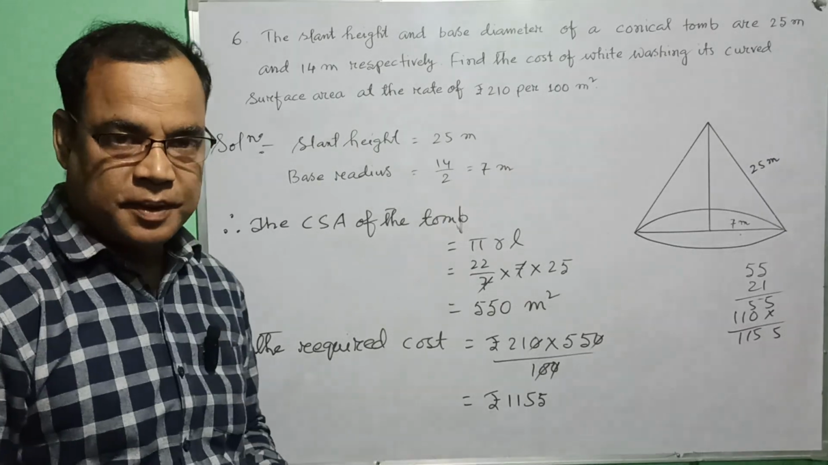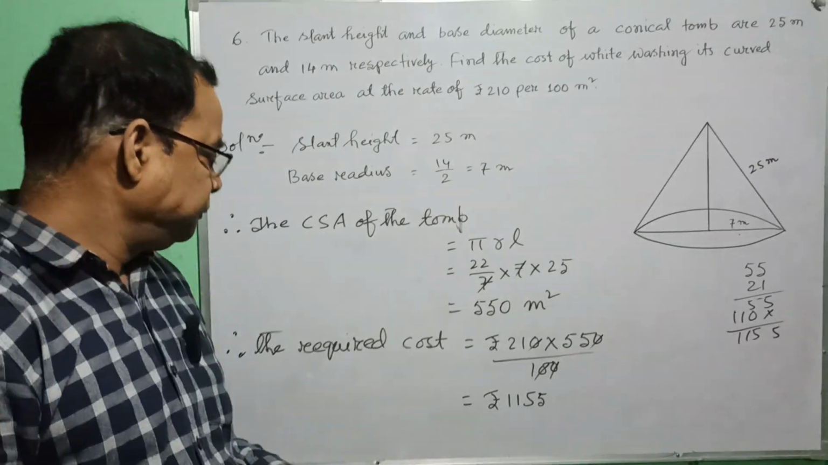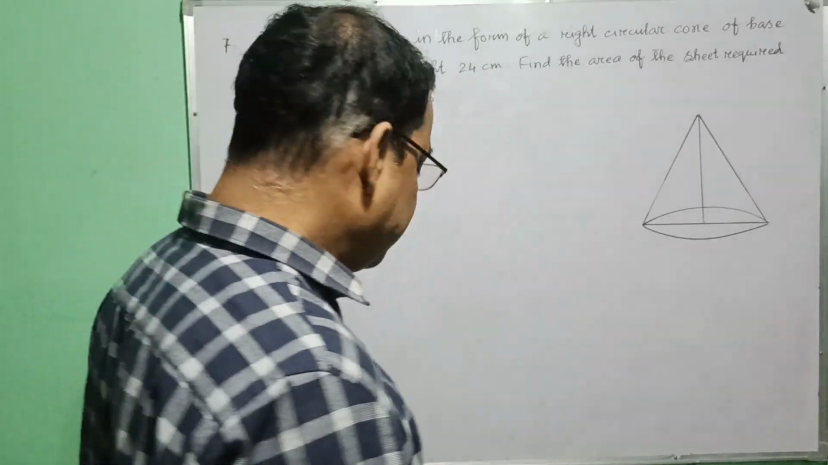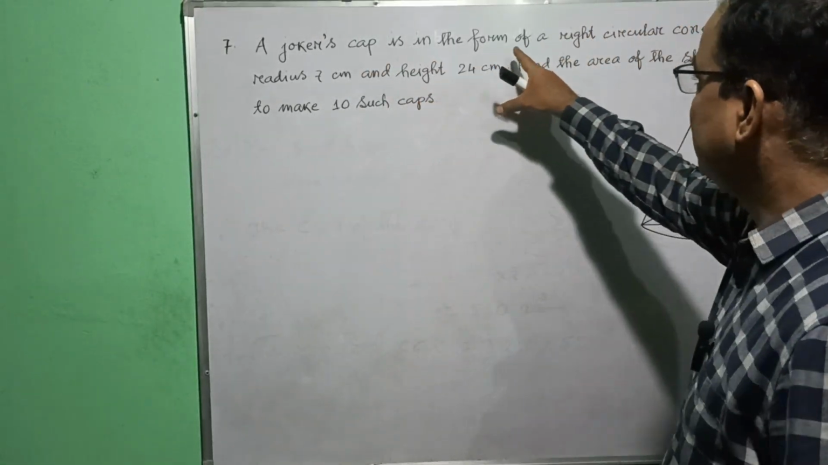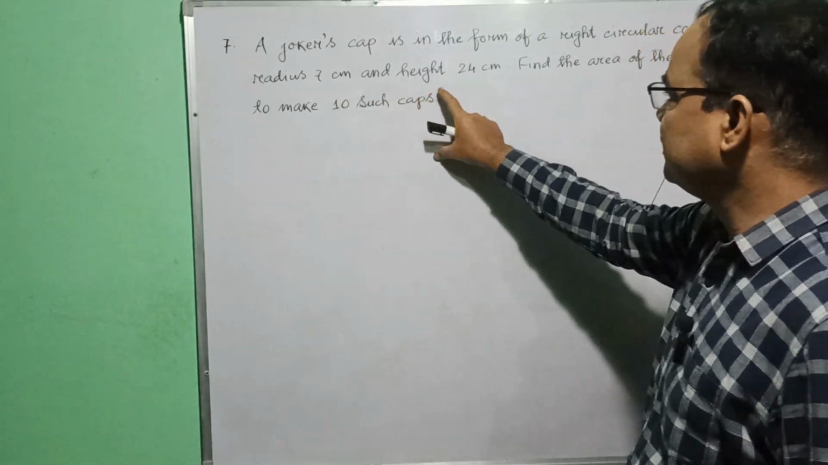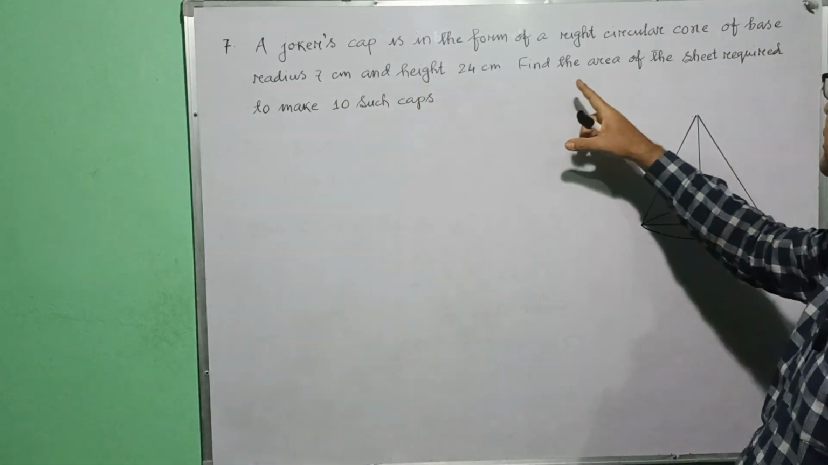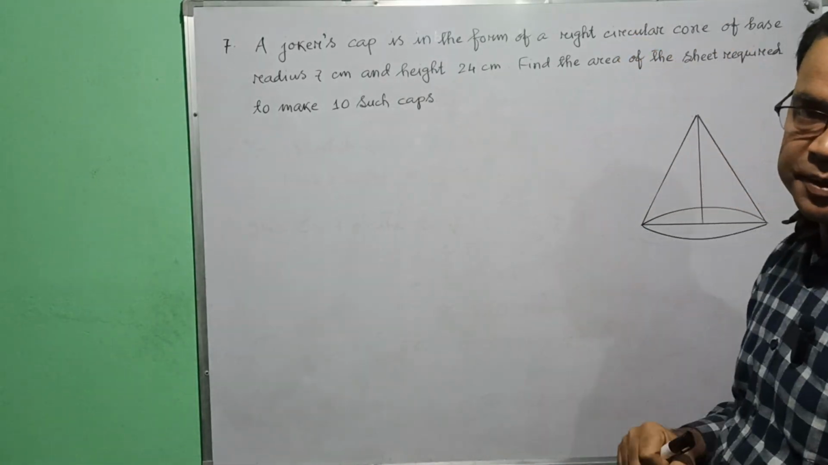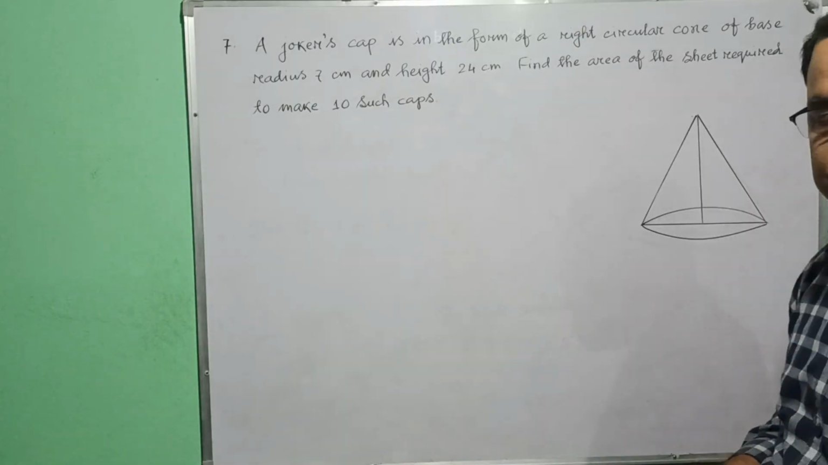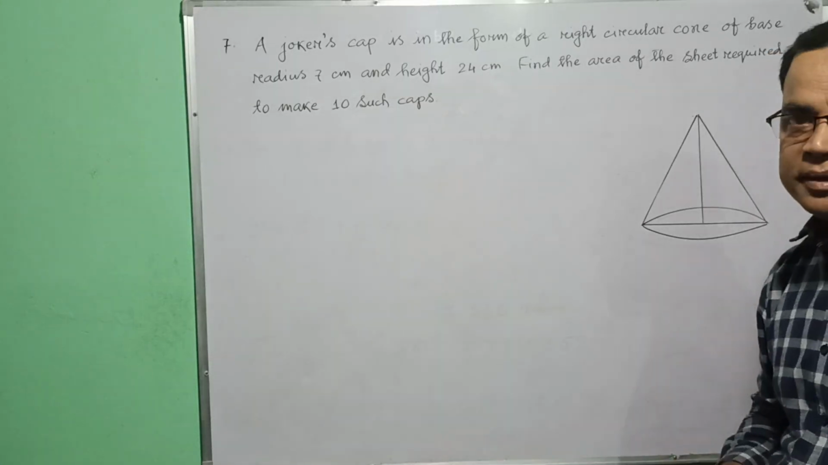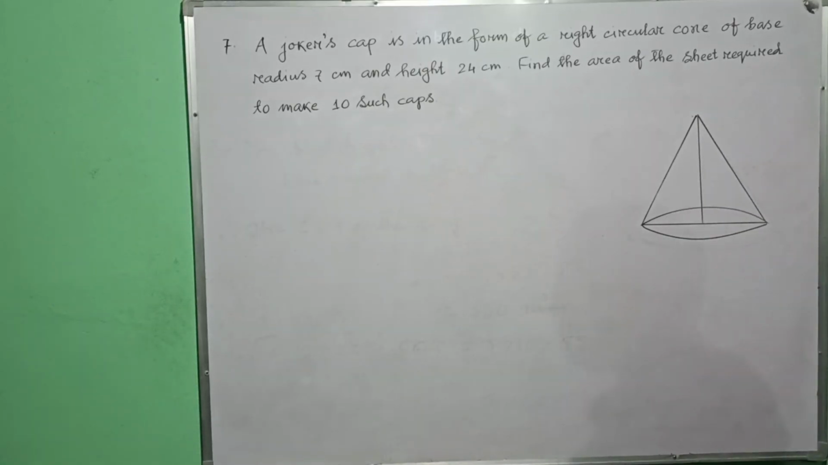Now we'll start question number 7. In question number 7, it is given that a joker shape is in the form of a right circular cone of base radius 7 cm and height 24 cm. Find the area of the sheet required to make 10 such caps. So first of all, we have to find the surface area of one cone, and then we can find easily the area of 10 such caps by multiplying 10.